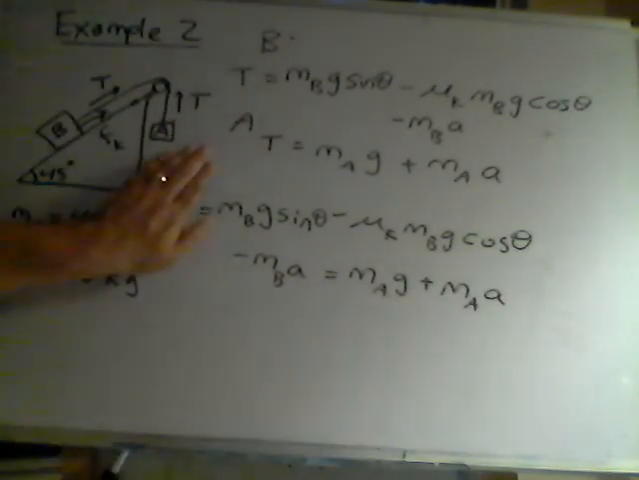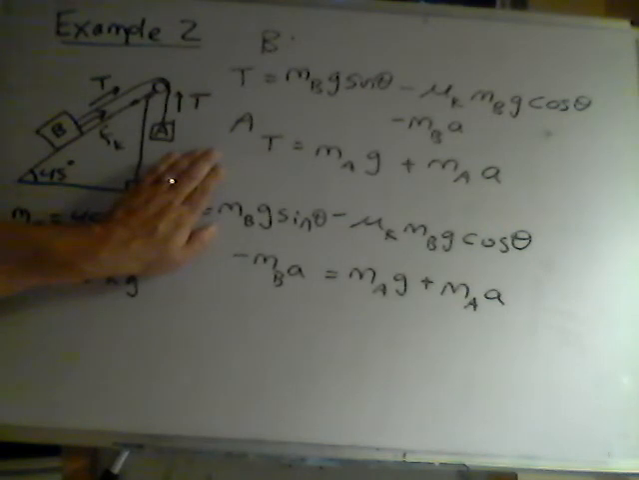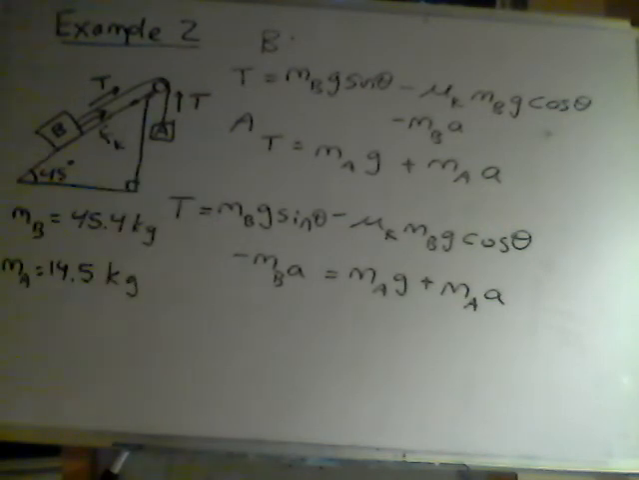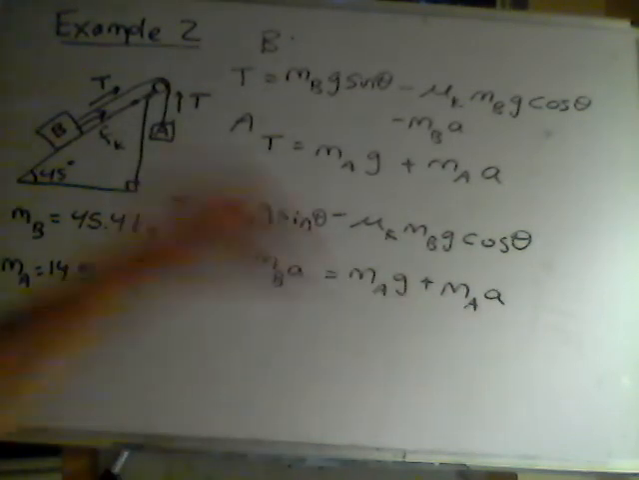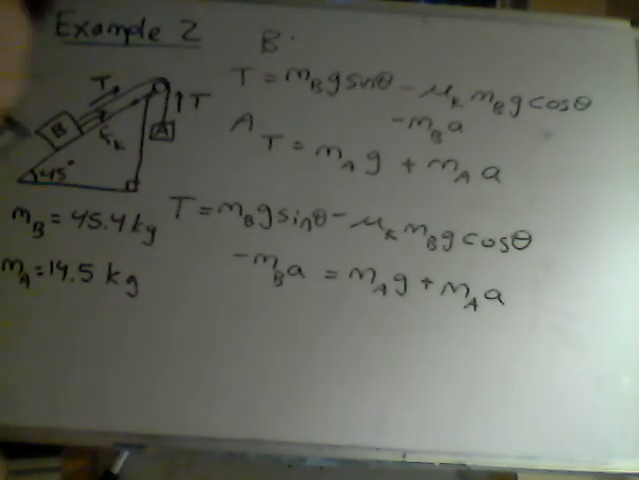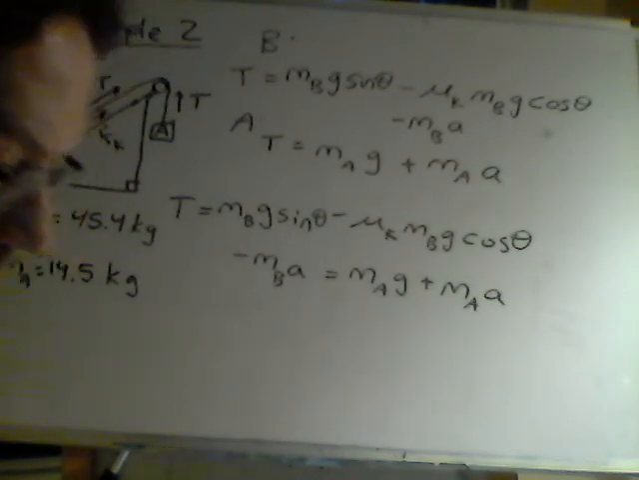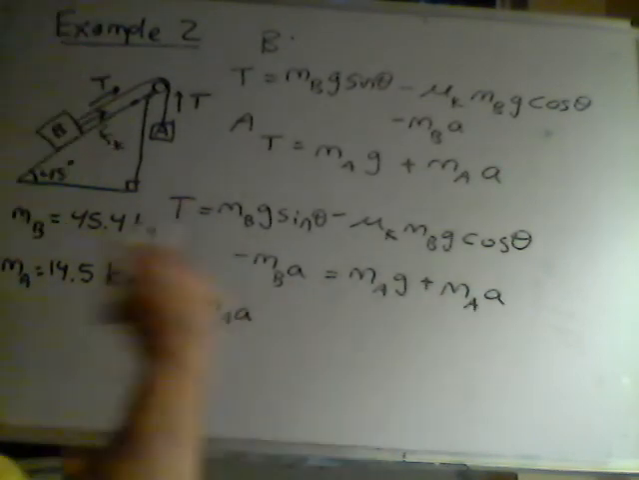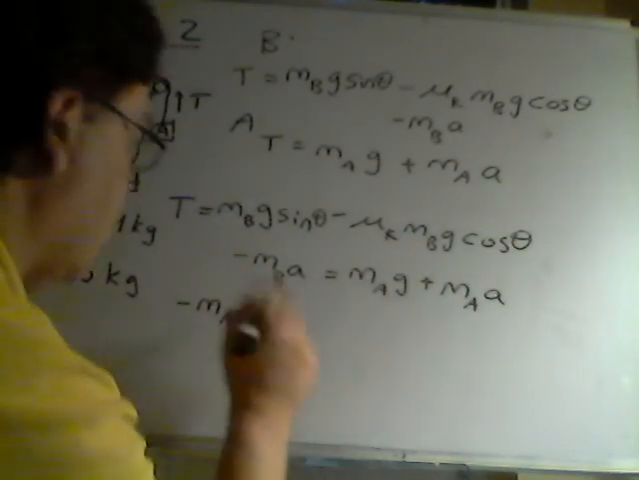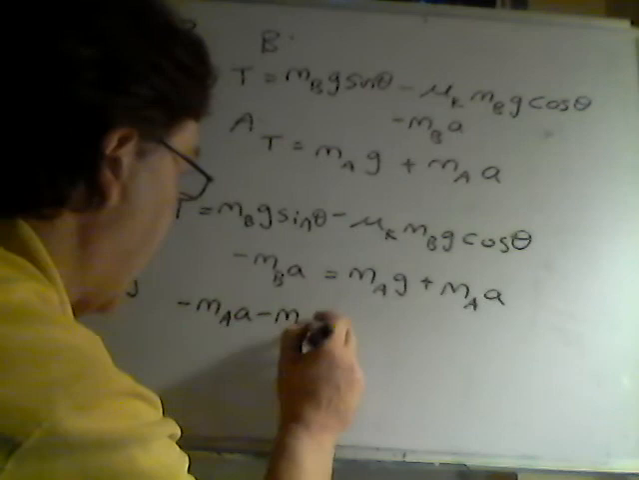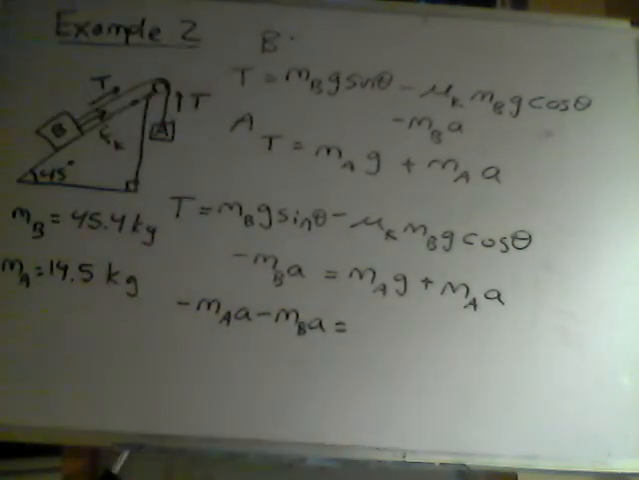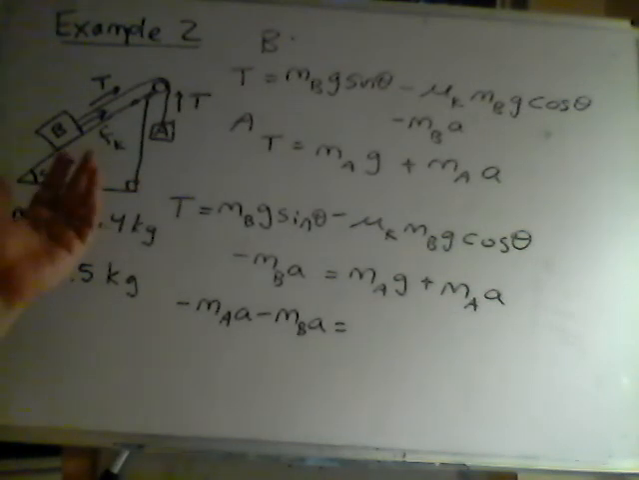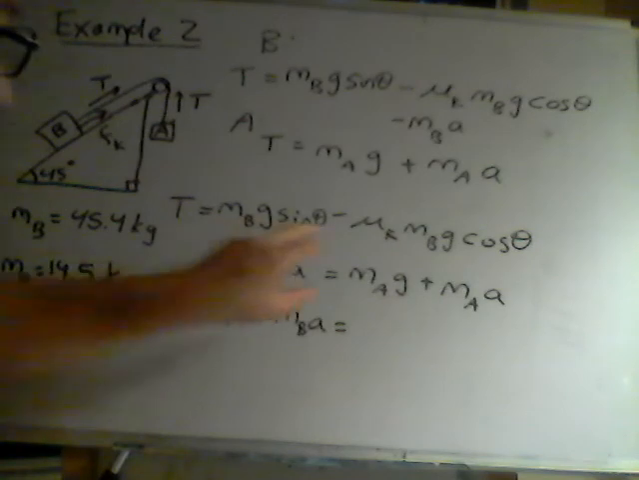Okay, so what I've now done is I've eliminated T. There it is. Now, deja vu, I want to solve for A. That's all that's left. So throw everything that's A on the other side of the equation. And so what am I going to get? I'll get negative M sub A A, and I'm going to throw this on the left side of the equation. This becomes negative. This is already negative on the other side. So negative M sub B A equals. And now I want to throw what's not dependent on the acceleration on the other side. So this becomes negative. This becomes positive.